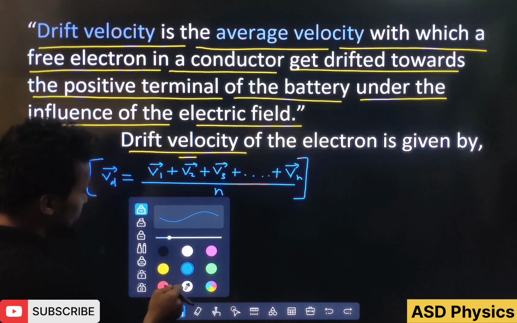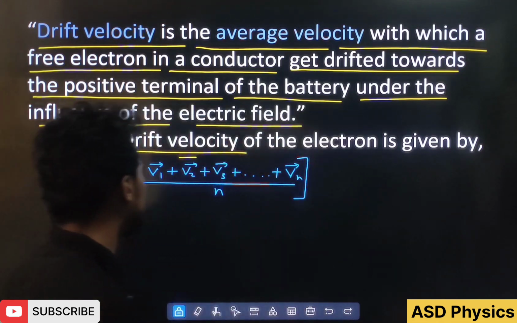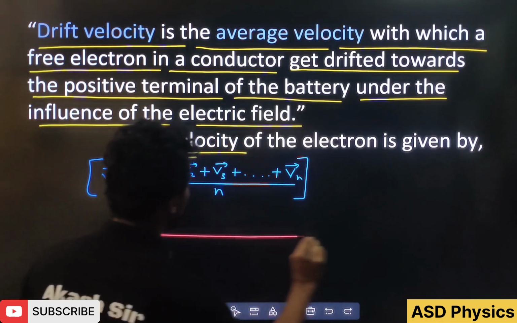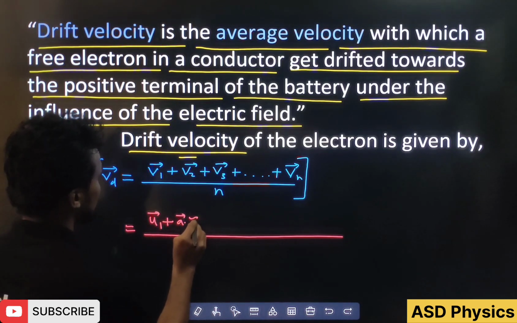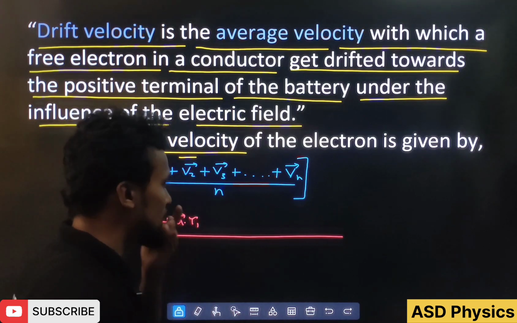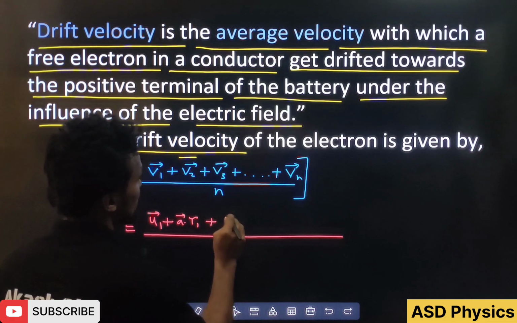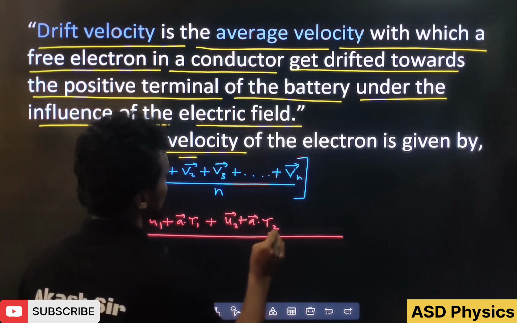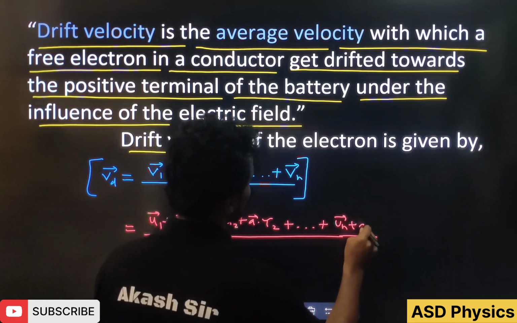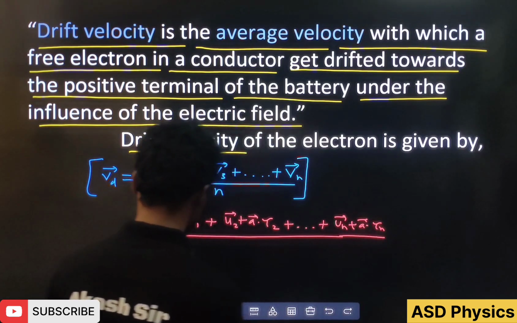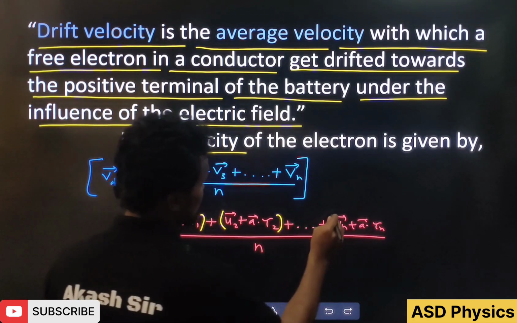Okay, so students, you know very well what is the first equation of motion? V equal to U plus AT. So we are going to use that here. So this V1 is given by U1 plus acceleration into tau 1. What is tau 1? Tau 1 is the time taken just after the first collision. Plus V2 means here U2 plus vector A into tau 2, plus ... and we can write here Un plus vector A into tau n. And after that, divided by n. Now can you see this? This is 1 and this is 1 and this is 1.